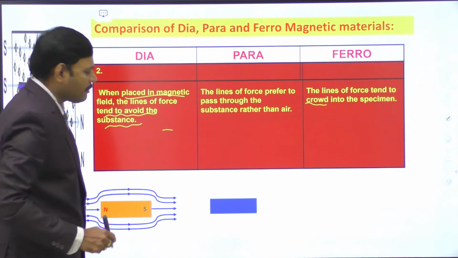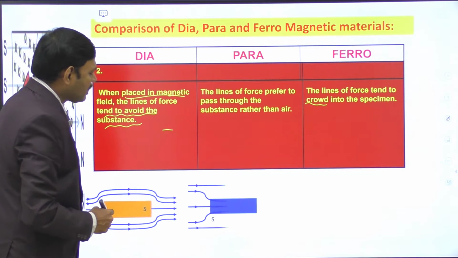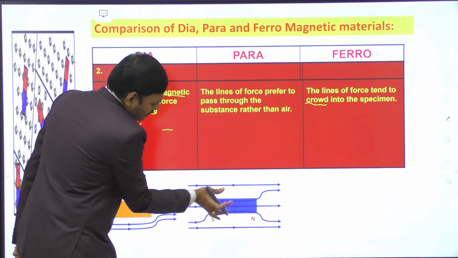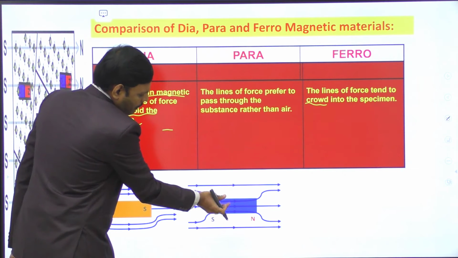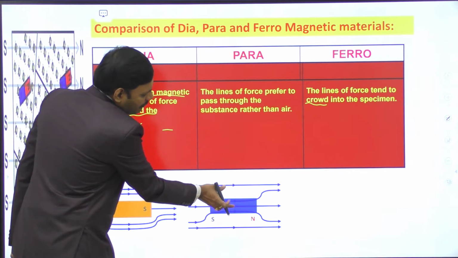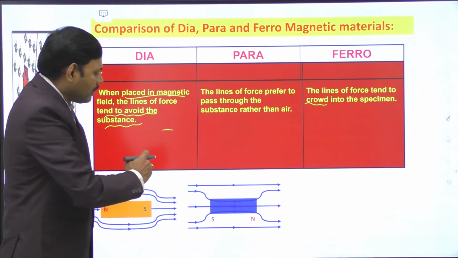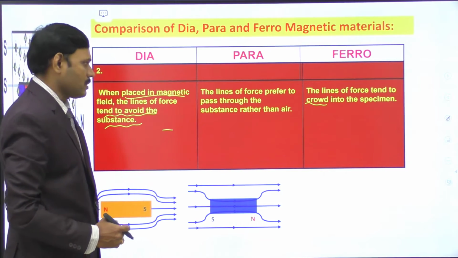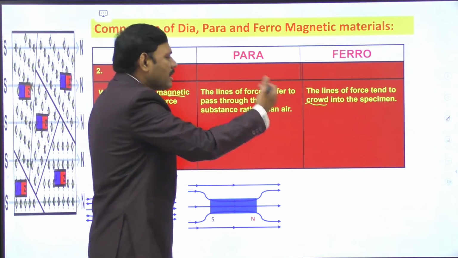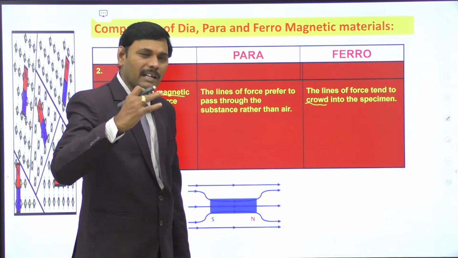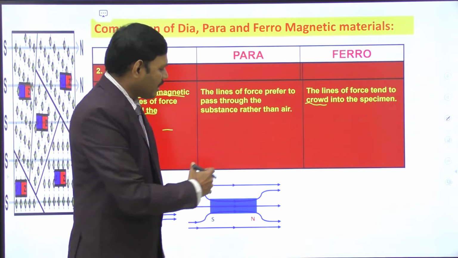Here let this be a paramagnetic substance. See, the magnetic lines bend into the substance, partially attracted. So the paramagnetic substance partially attracts the magnetic field lines, and they move into and through the substance. Whereas ferromagnetism shows a strong magnetic property, it attracts the magnetic lines more effectively, so they are crowded.